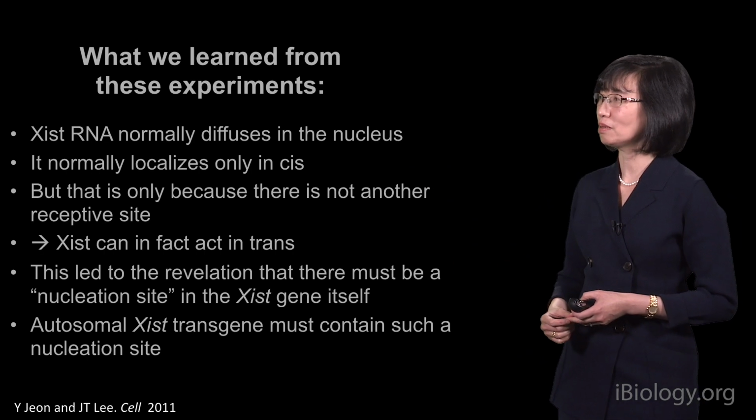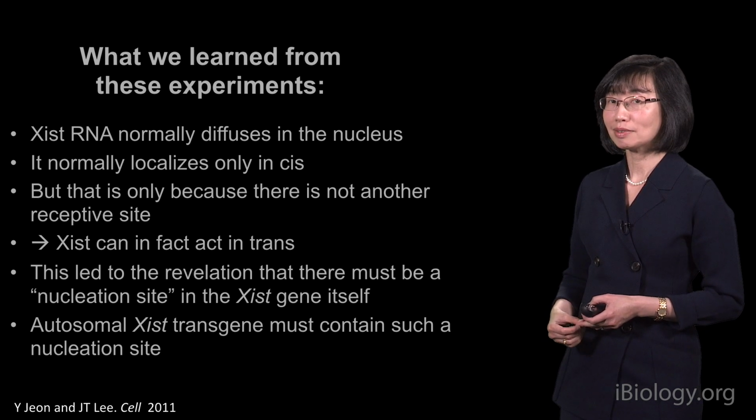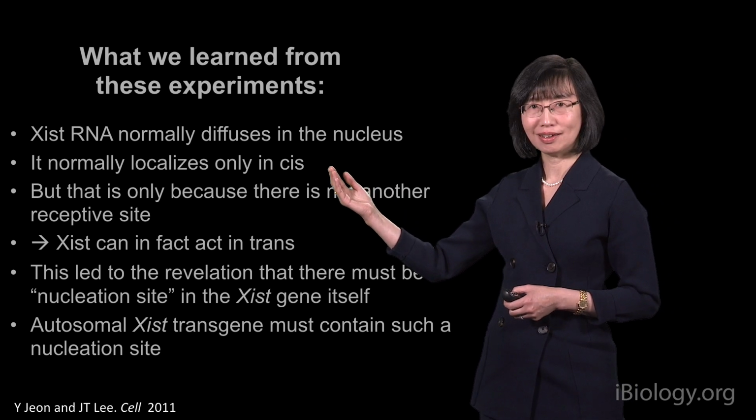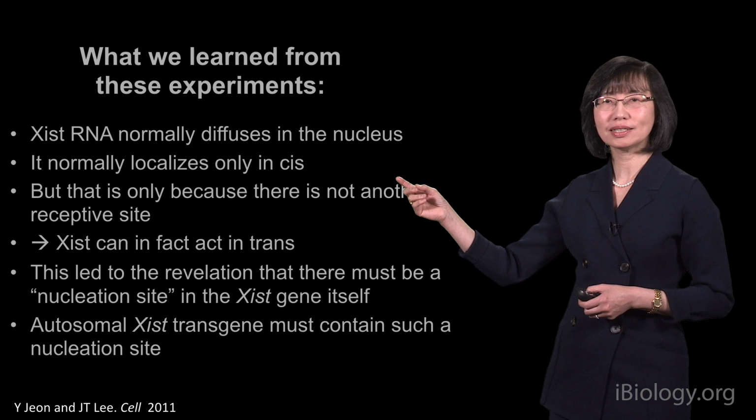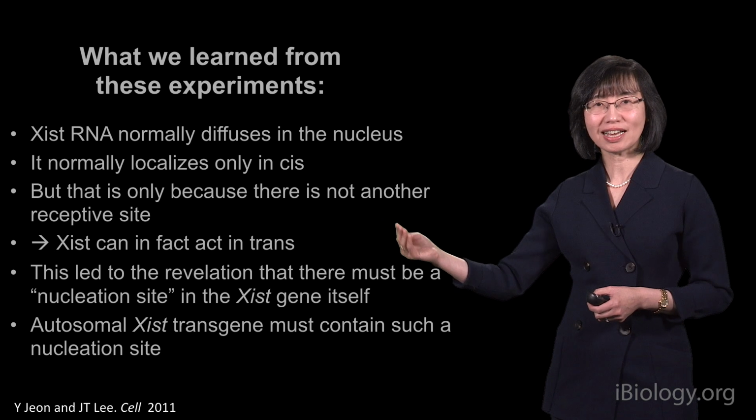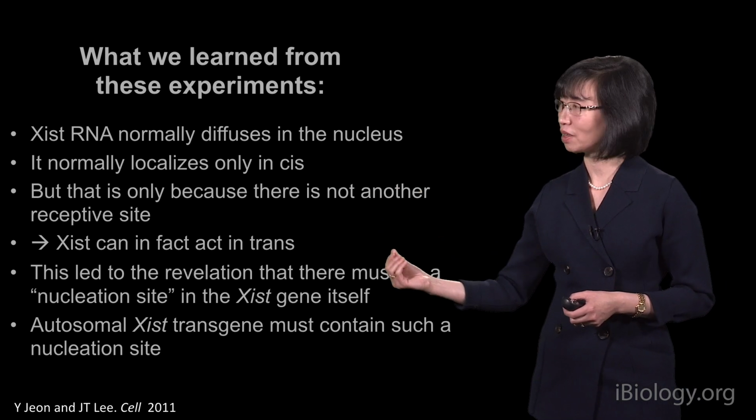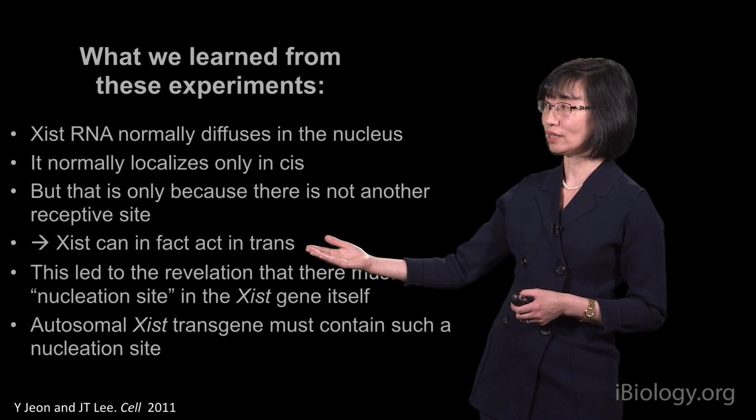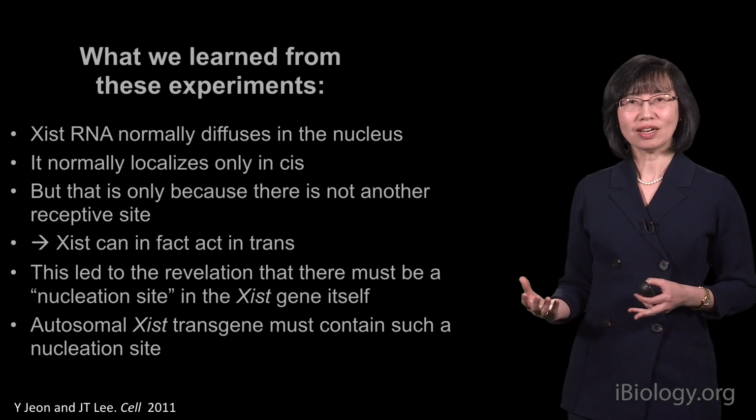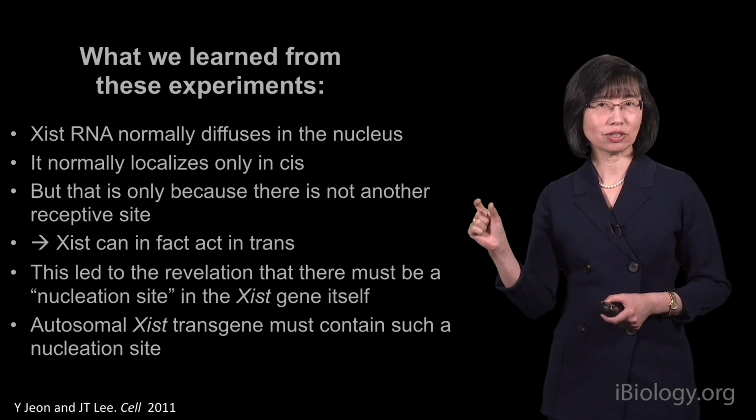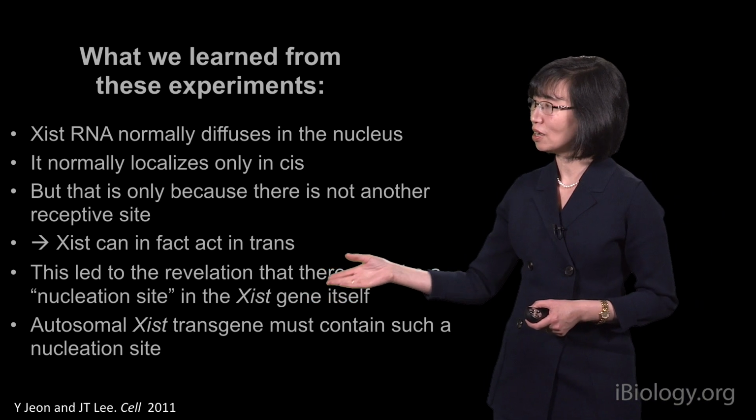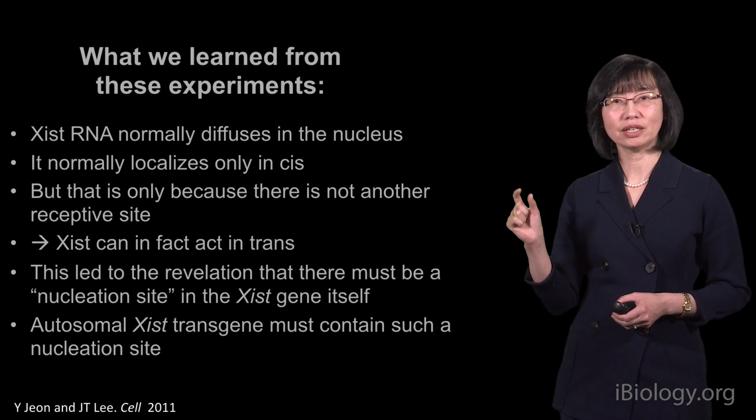And what we learned from these experiments is that, in fact, contrary to what we were expecting, Xist RNA can diffuse in the nucleus. But we normally see it localizing in cis because there isn't another site in the nucleus that would be receptive to Xist. Okay? So Xist can diffuse in trans and act on a different chromosome. So this led to a revelation that there has to be a sort of a nucleation center within the Xist gene itself, and that these autosomal transgenes must somehow contain such a nucleation site.